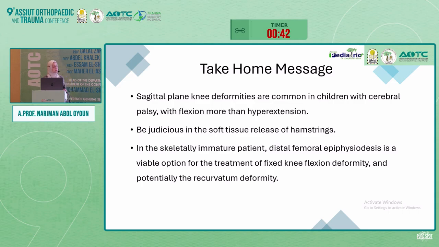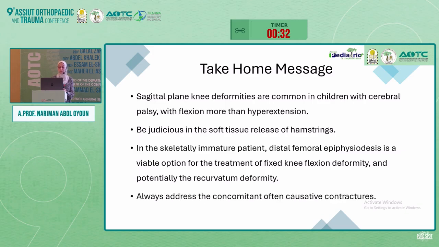In a skeletally immature patient, distal femoral epiphysiodesis is a viable option for the treatment of fixed knee flexion deformity and potentially the recurvatum as well. Always address the concomitant and often causative contractures.